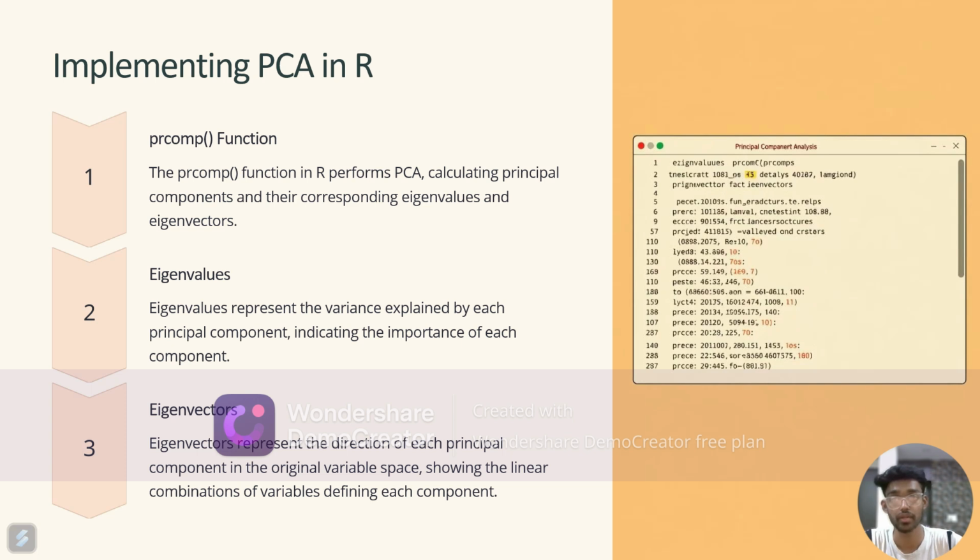Now, third, implementing PCA in R. First, the prcomp function. The prcomp function in R performs PCA, calculating principal components and their corresponding eigenvalues and eigenvectors. Second, what are eigenvalues? Eigenvalues represent the variance explained by each principal component, indicating the importance of each component. Eigenvectors represent the direction of each principal component in the original variable space, showing the linear combination of variables defining each component.